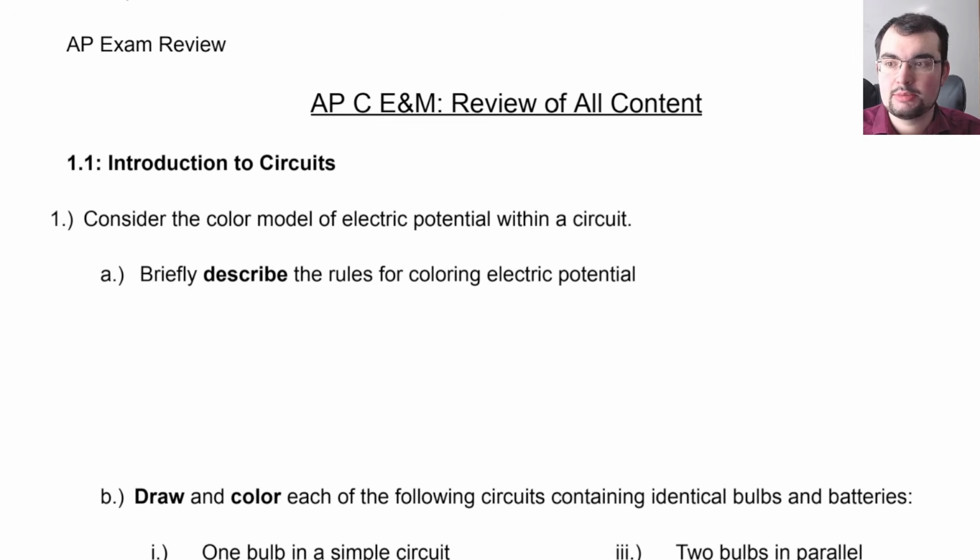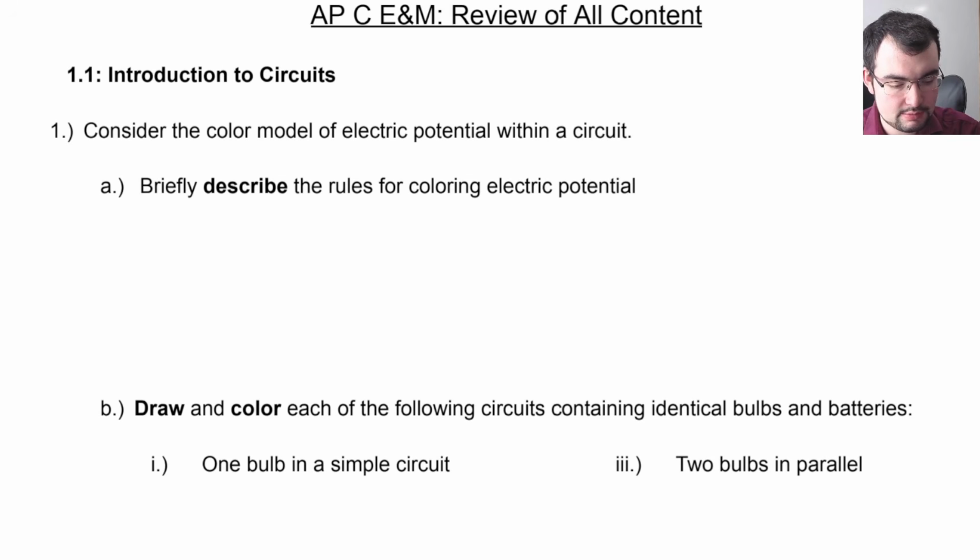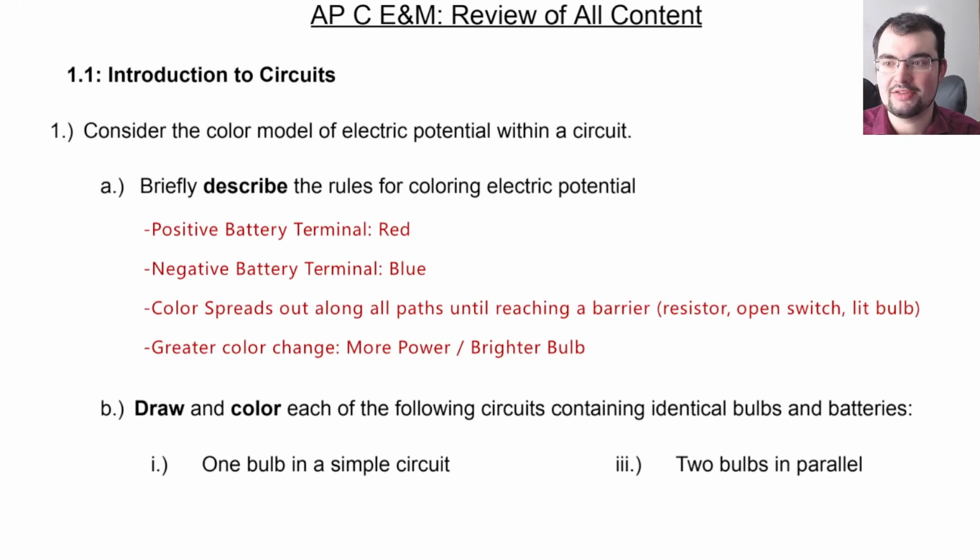The first thing we did with circuits is we talked about electric potential and coloring it. So what are the rules for coloring electric potential? Well, we said that the positive battery terminal, we always colored red. The negative battery terminal, we always colored blue. And we said that color spreads out along the circuit. It explores all paths until the color hits something. And usually these barriers are resistors most commonly, or capacitors or inductors. They're open switches, and they're also lit light bulbs, or bulbs that are in a complete loop.